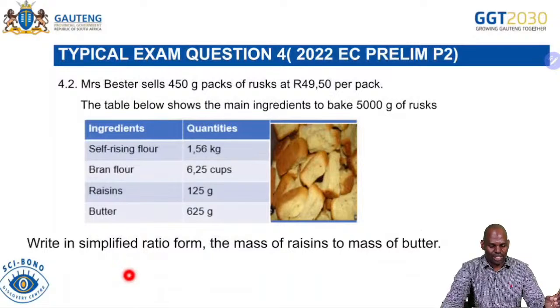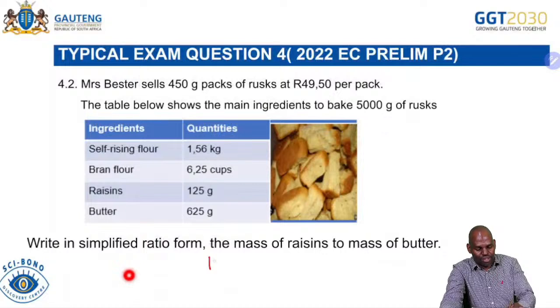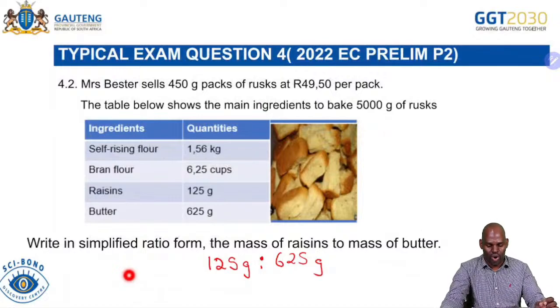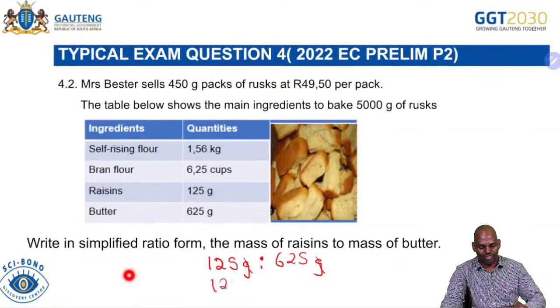Okay, the next one is: write in simplified ratio form the mass of raisins to mass of butter. So this one we have to write in a simplified ratio. The mass of raisins will be 125 grams, and then the mass of butter is 625 grams. Remember, if we have to write a ratio, we're not supposed to have units. In this case the units are the same, so they can just cancel out. So this will be the same as 125 is to 625.